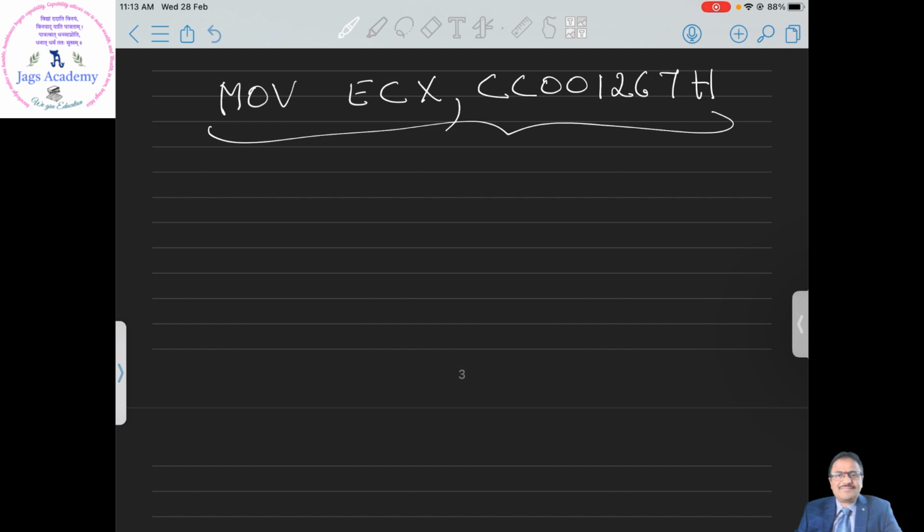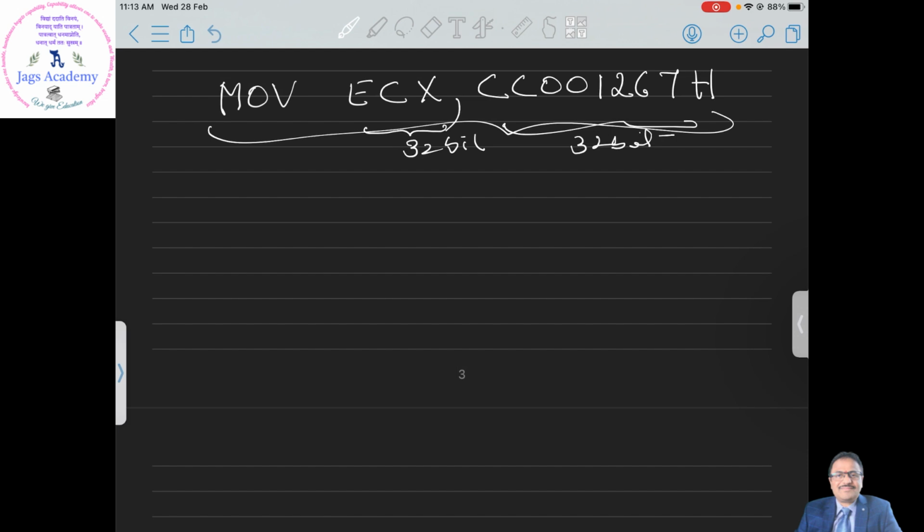Now this is having 16-bit data and 32-bit data and 32-bit register. That means the operands here are 32-bit. See here, both the operands are 32-bit.